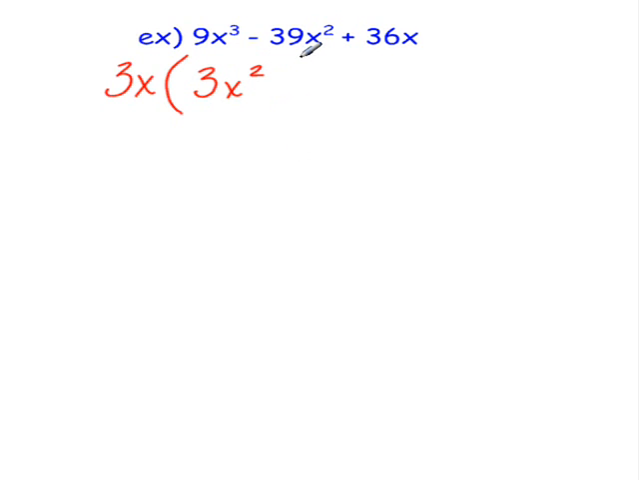Let's go to the next one. Negative 39 divided by 3 is a negative 13. If I take an x out of this x squared, I'll just have 1 left over. And last, positive 36 divided by 3 is a positive 12. If I take an x away from this, there will be none there. So all I've done so far is take out my greatest common factor, which was 3x. And I'm left inside with 3x squared minus 13x plus 12. This is not factored all the way down.